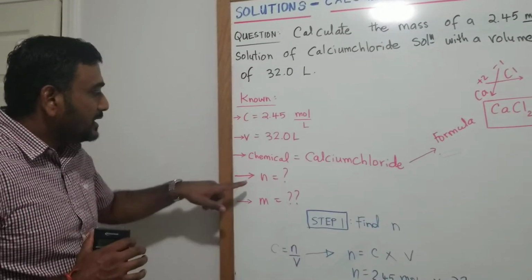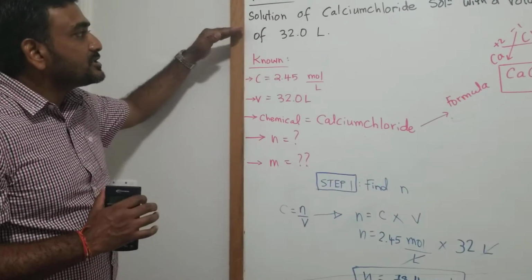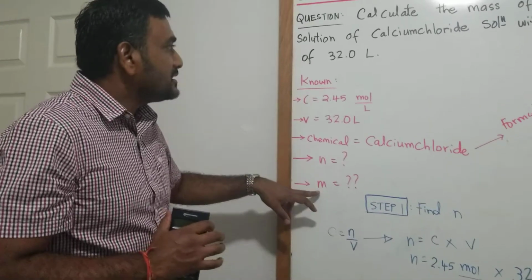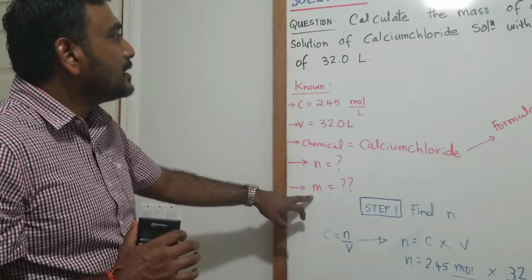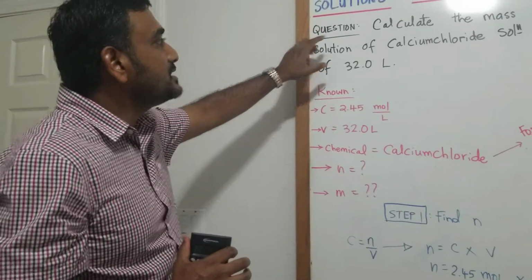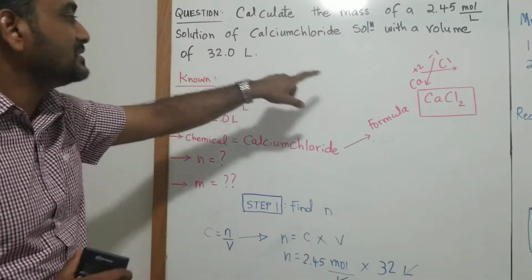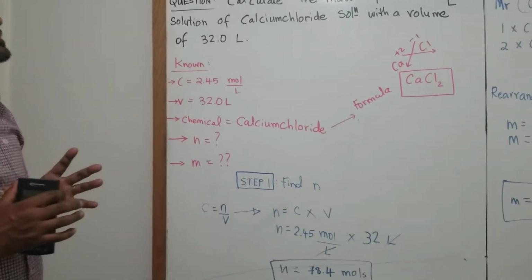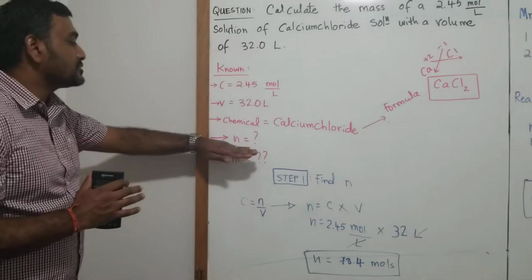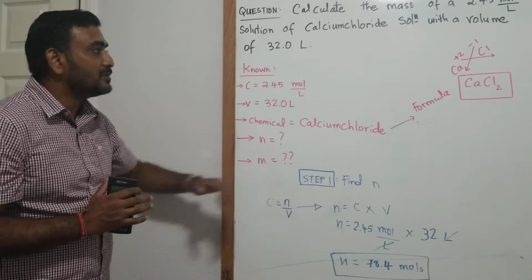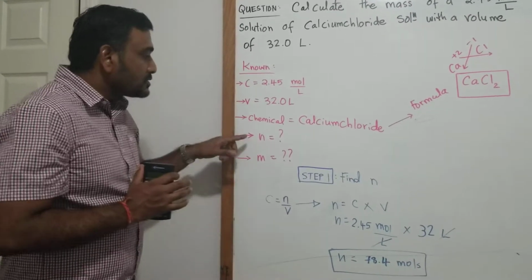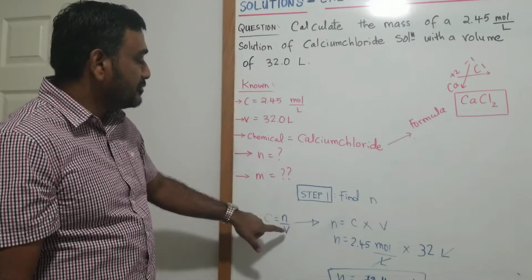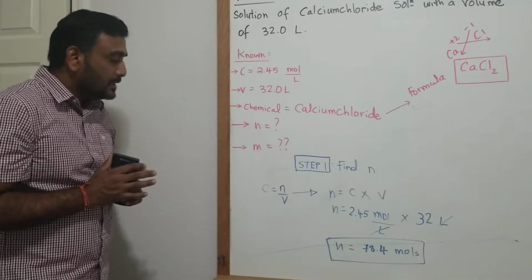We know this, and since the number of moles is not given in the question, I'm writing the number of moles as an unknown. The second thing that is not given, and what the question is asking, is to calculate the mass of calcium chloride. So there are actually 2 steps to solving this question. It's very important for us to know the number of moles before we calculate the mass. So the number of moles is given from this formula: concentration is equal to number of moles divided by volume.